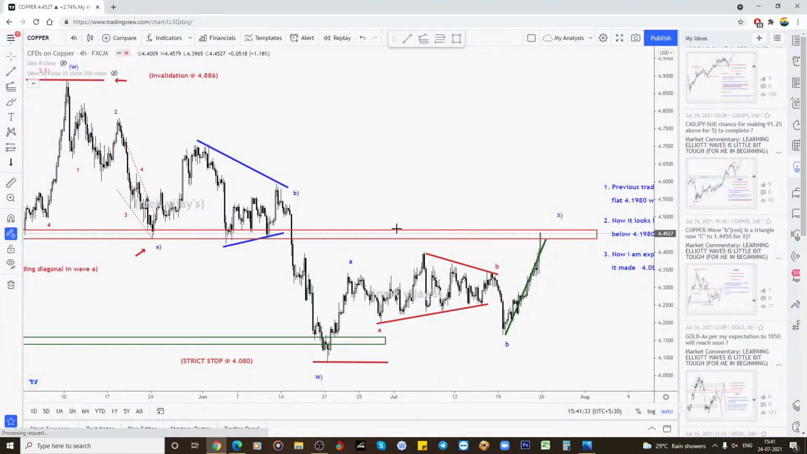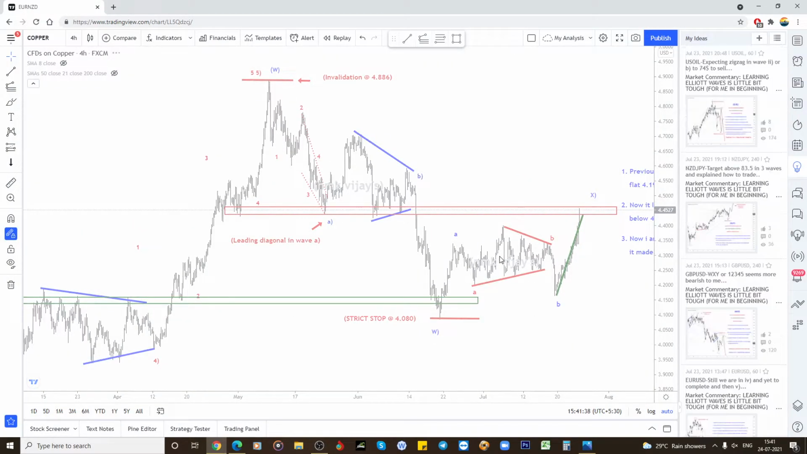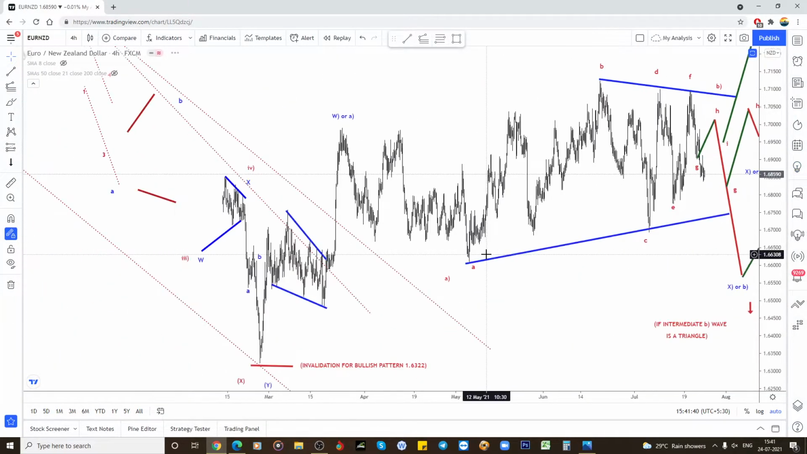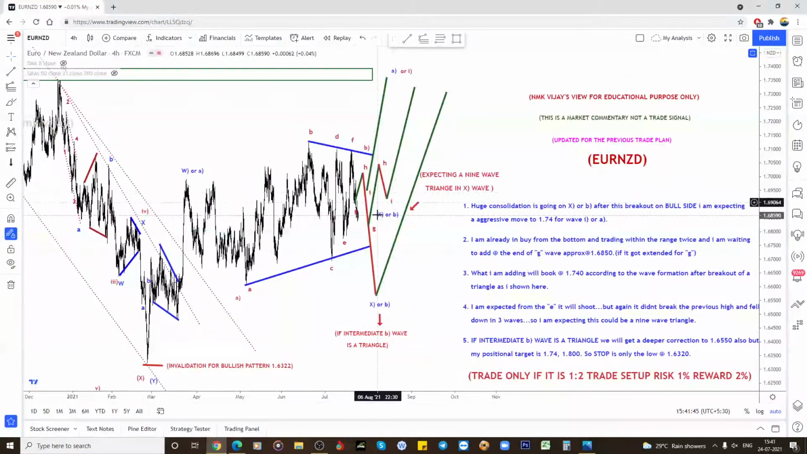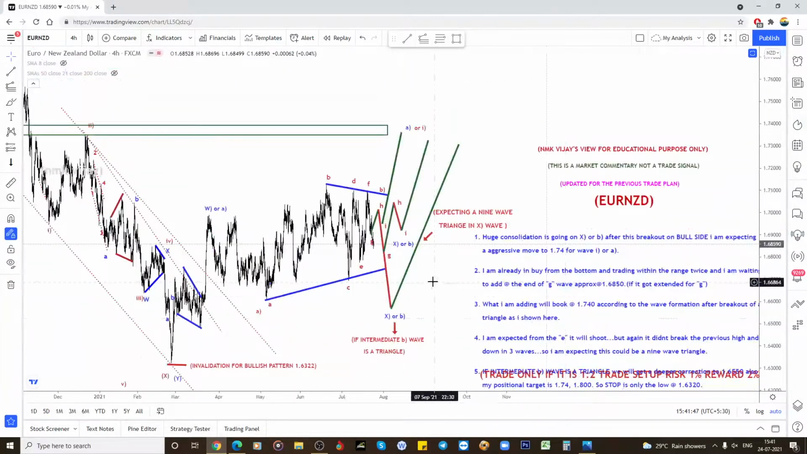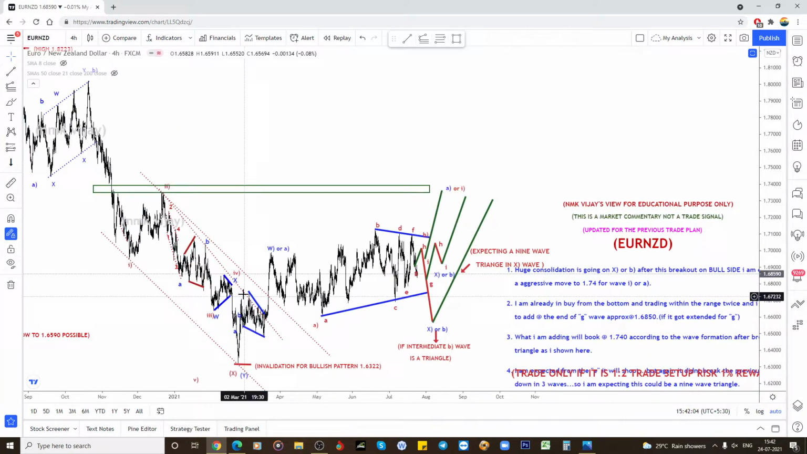So like this, if we are going for that Euro New Zealand, I'm expecting the bullish triangle. It could be bearish, and then again it could be bullish also. But for this pattern, what I'm looking for is 1.74 and then 1.78, or it could be 1.8 also as my target. So for this, the invalidation is the same. There is no change here.